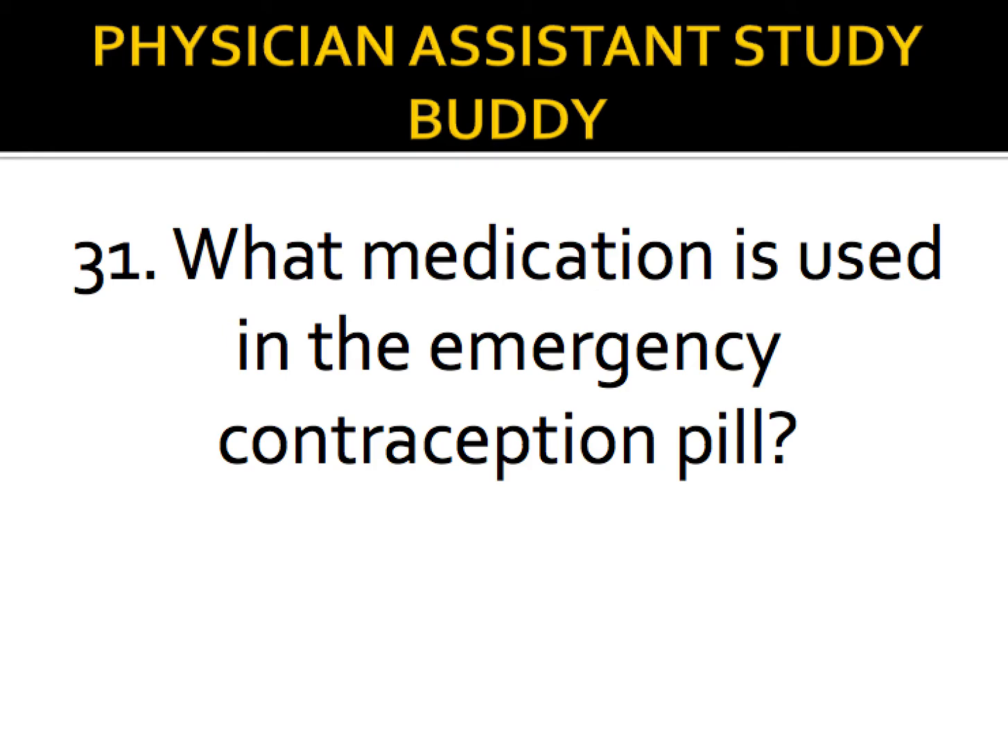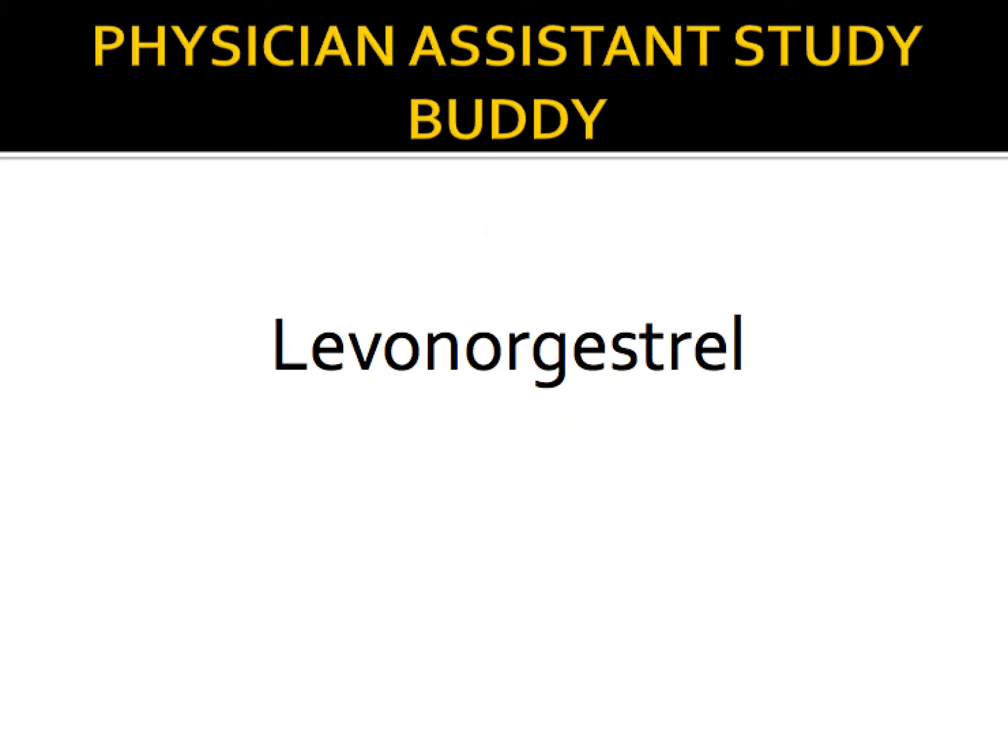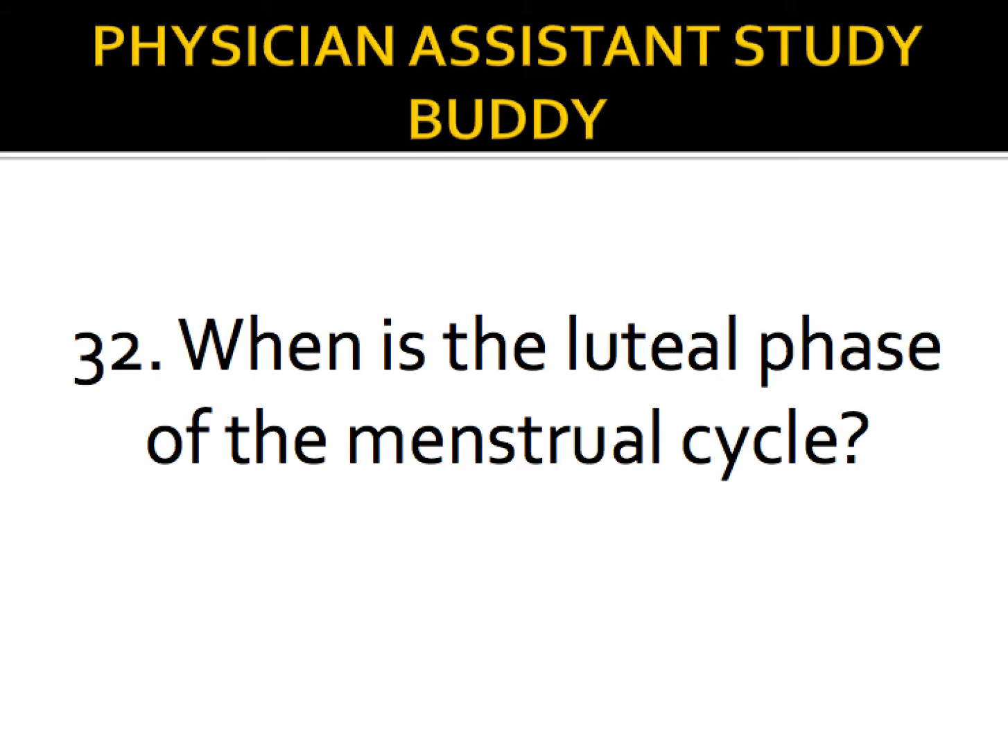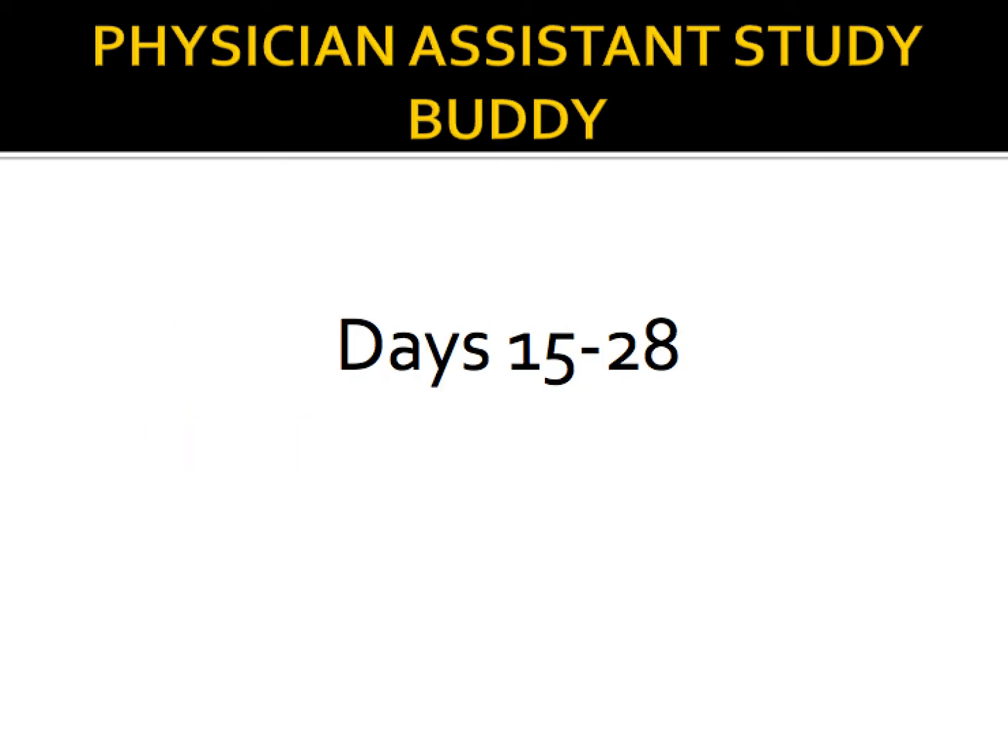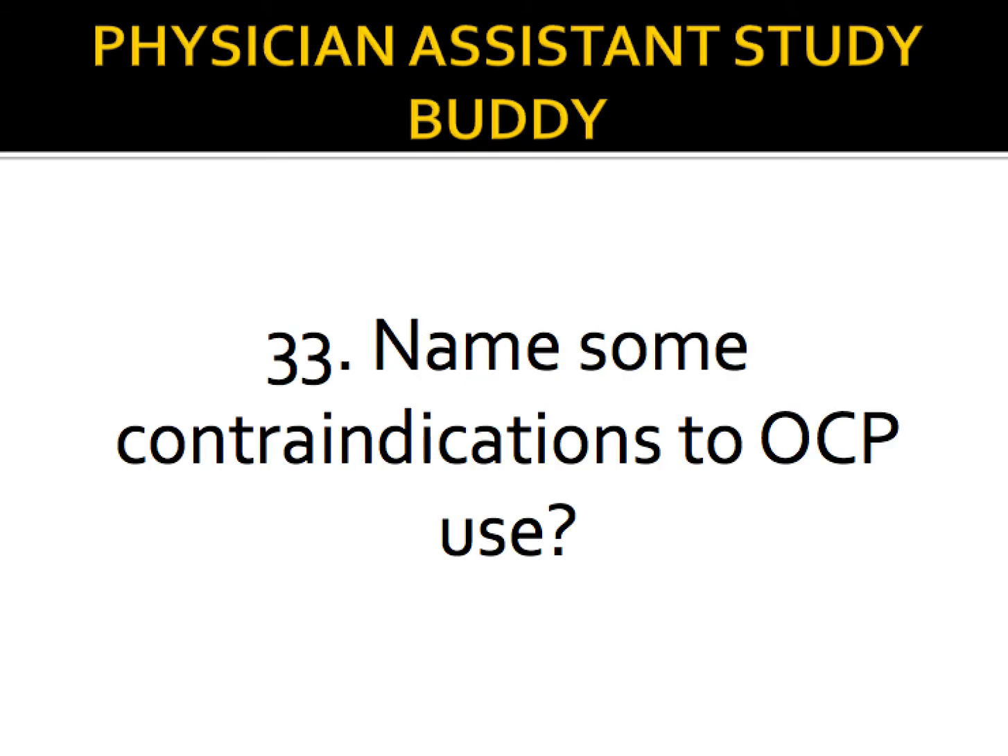What medication is used in the emergency contraception pill? So they're going to tell you the patient is taking emergency contraception pills. They may even give you side effects or ask you for side effects. But the most common medication used in emergency contraception pills is levonorgestrel. I just remember it as levo. It's easier. When is the luteal phase of the menstrual cycle? It is days 15 to 28.